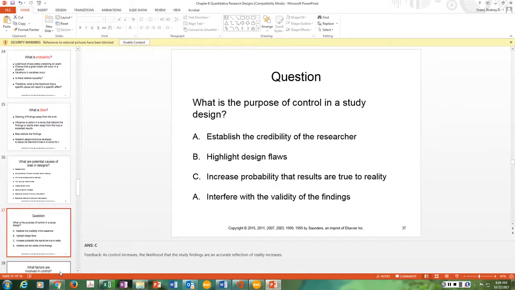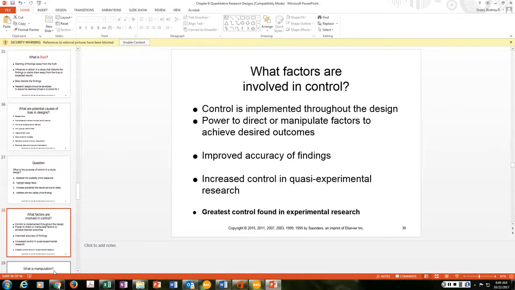What is the purpose of control in a study design? The answer is C. Increase the probability the results are true to reality. So it's very important that you understand the factors that are involved in control. So control is implemented throughout the design. It's the power to direct or manipulate factors to achieve desired outcomes. Control improves the accuracy of the findings.